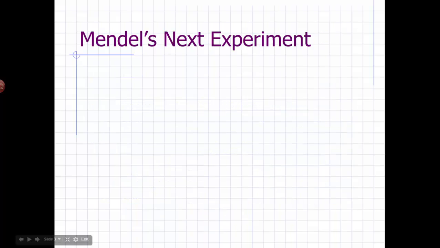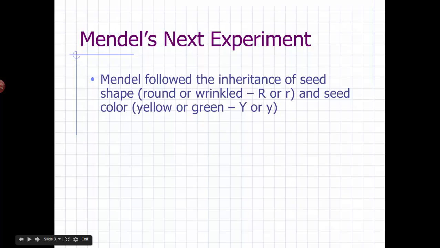Okay. So his next experiment then was to look at two traits at the same time. So he did one trait, he did all 7 of those traits that we looked at, and he did one at a time, and now he's going to combine them. Okay, and so he took a look at seed shape, round versus wrinkled. Round is capital R, wrinkled is lowercase r, so round is clearly the dominant one. Seed color, yellow or green, we use Y's for that, so you can tell which the dominant one is there. Which one is dominant? Yellow, that's right.